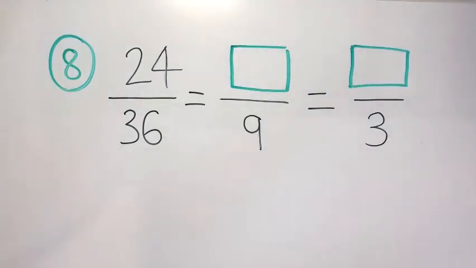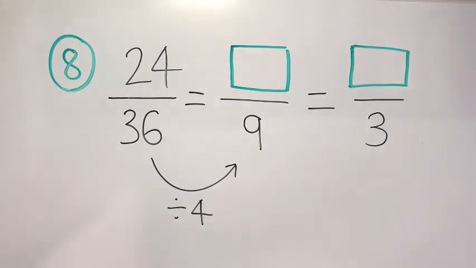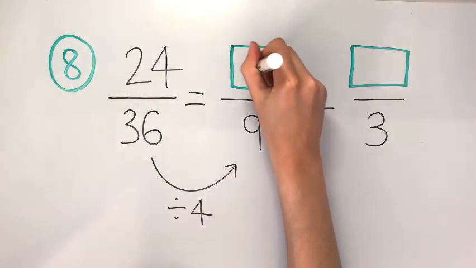Question 8. 24/36 equals something over 9, which also equals something over 3. The rule was, whatever we do to the bottom, we also do to the top. To get from 36 to 9, we have divided by 4. We are going to do the same to the top number. 24 divided by 4 gives us 6.